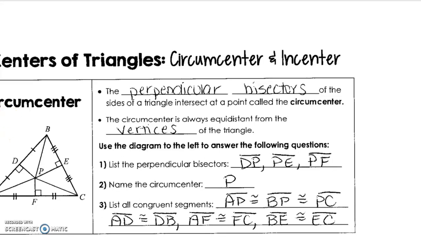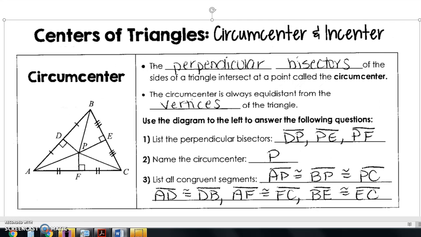So today we're going to look at circumcenters and incenters. These are the special intersections of the perpendicular bisector and the angle bisector. So in your notes, you see the first part here says circumcenter.